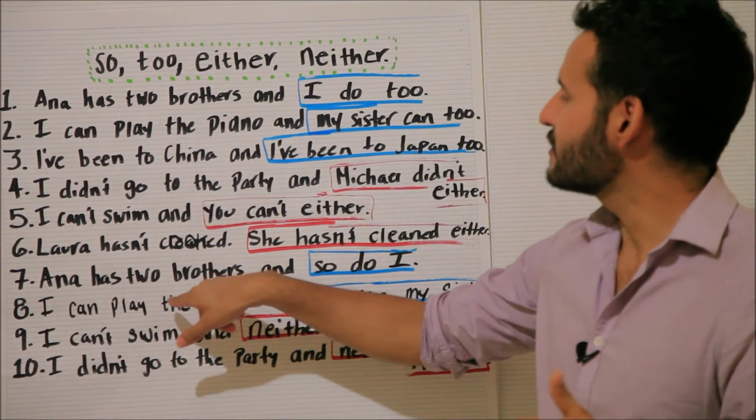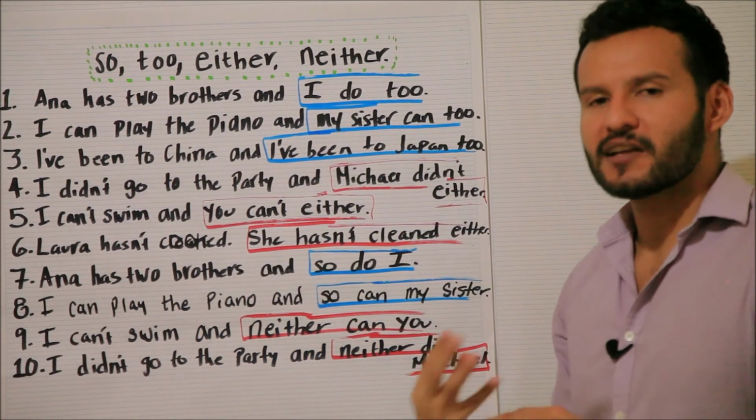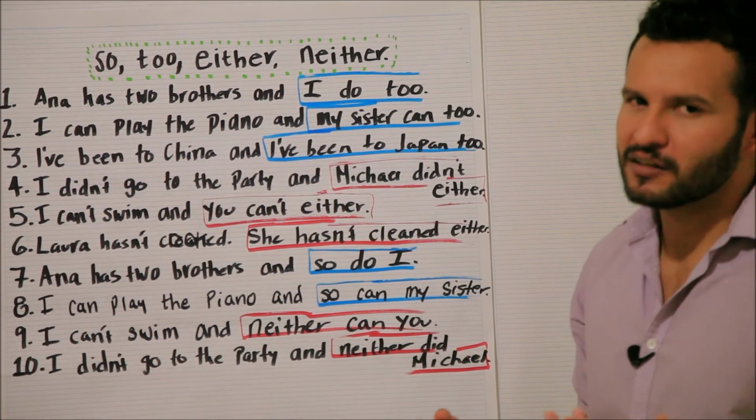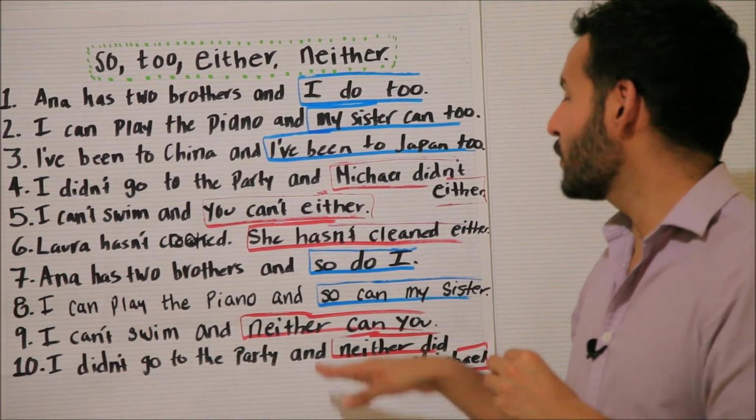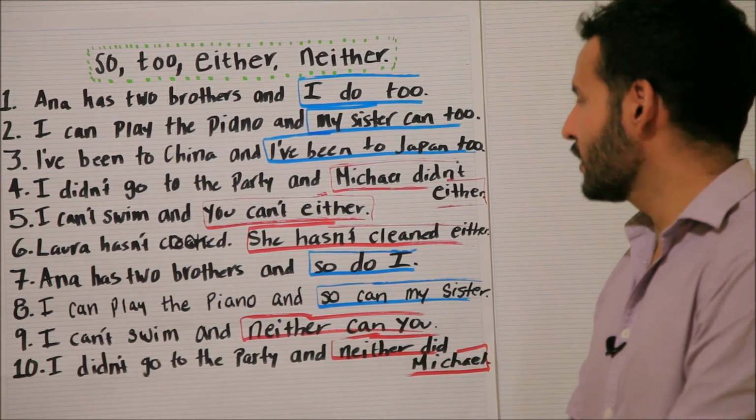However, in the sentence, Laura hasn't cooked, she hasn't cleaned either, the thing that is different is the action. So again, we wouldn't use neither in that particular situation.